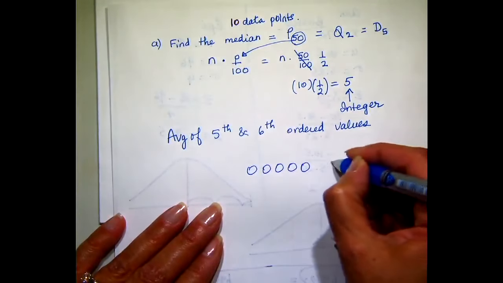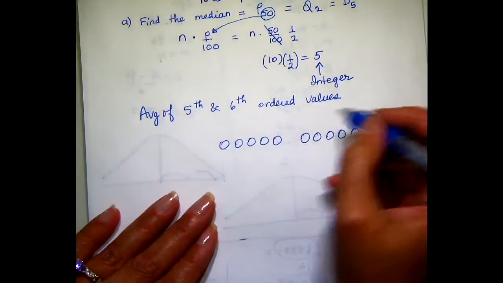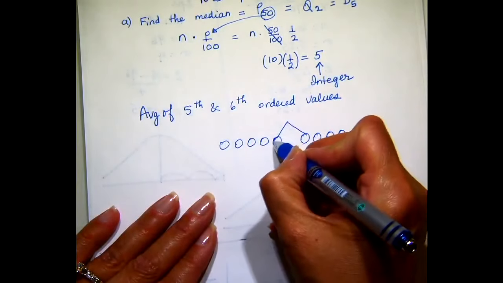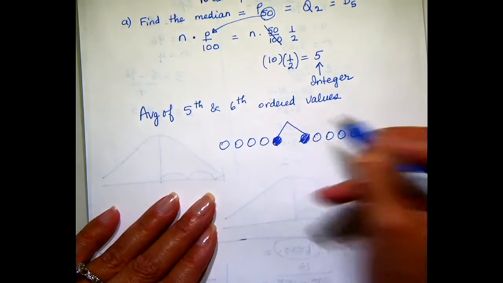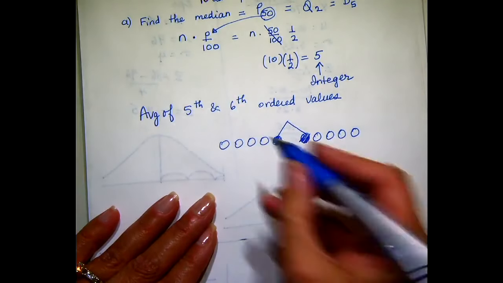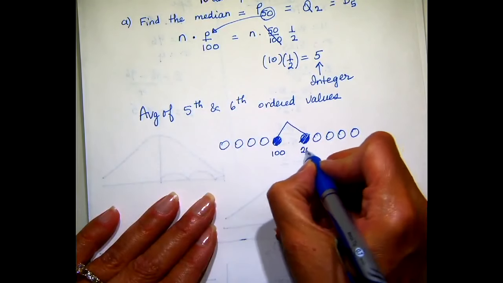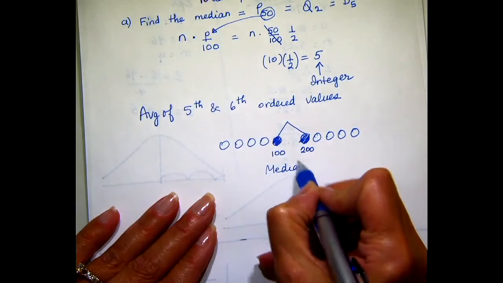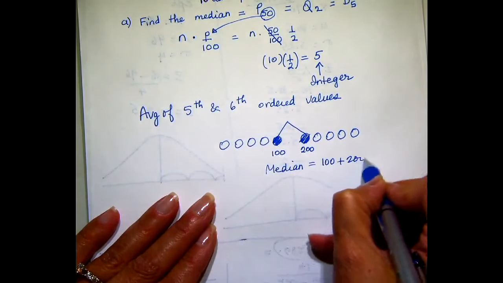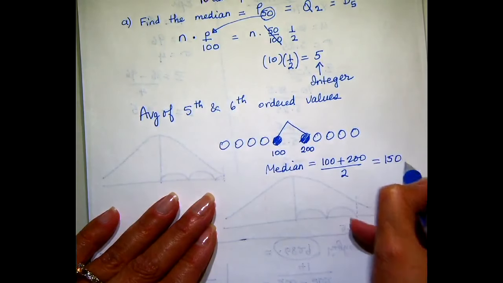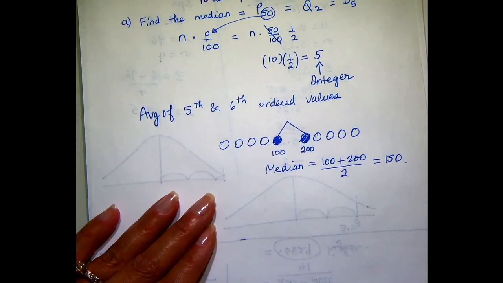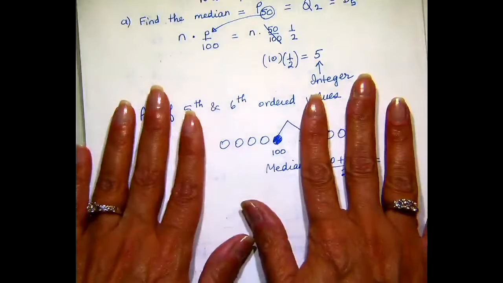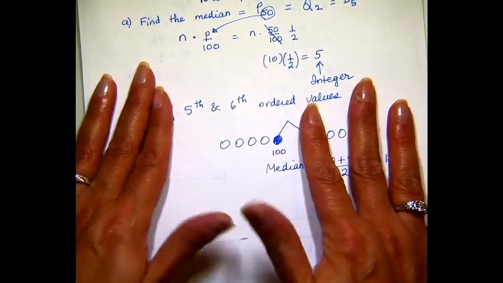Average of the 5th and 6th ordered values, which makes sense because if you have 10 points, 1, 2, 3, 4, 5, 6, 7, 8, 9, 10, there is no one middle. Wouldn't you have to take the average of this one and this one, whatever they are in order? So maybe this one is a 100, and maybe this one is a 200, and so your median would be 100 plus 200 divided by 2, which is 150. Follow? Yes or no? It's just a middle value. If I have 10 points, there's no middle. I have to take the average of this guy and this guy. That's what I've done.